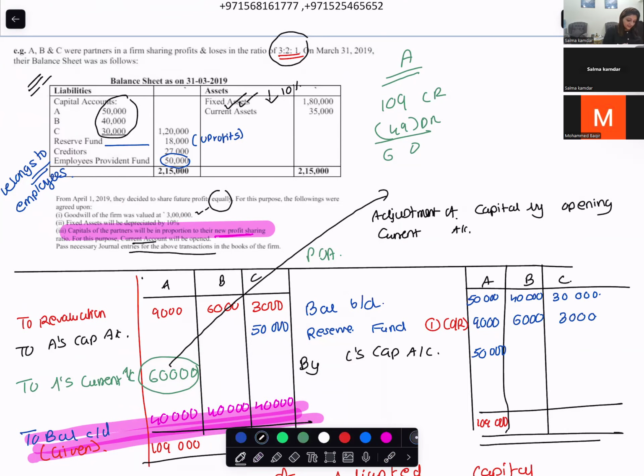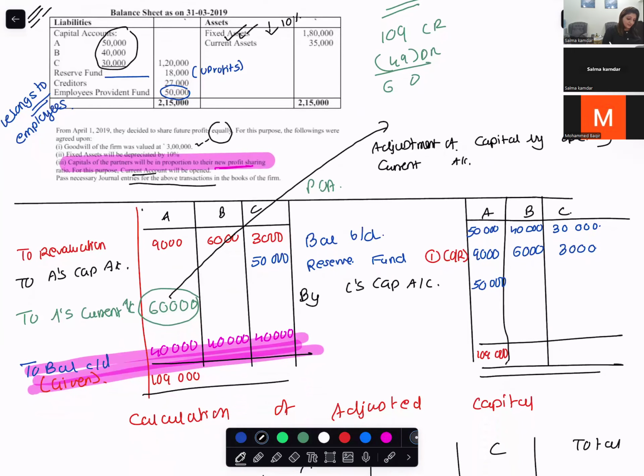Now I'm closing B's account. Which side is more? Both the sides are same, so no entry to pass. Now I'm closing C's account. Which side is more? The debit side. So what is the total of the debit? Sorry, I didn't see the 3,000. It is 93,000.